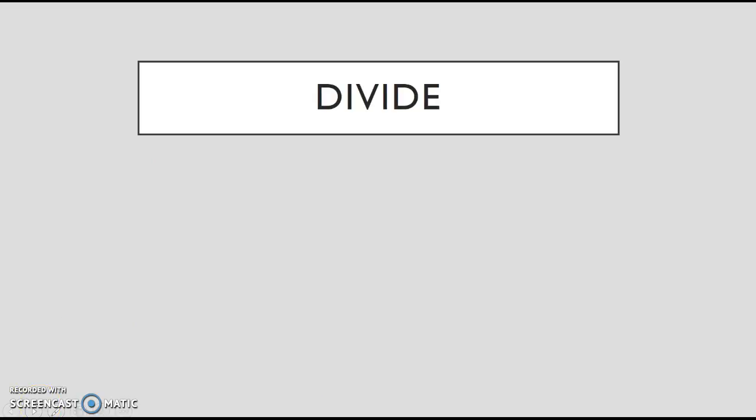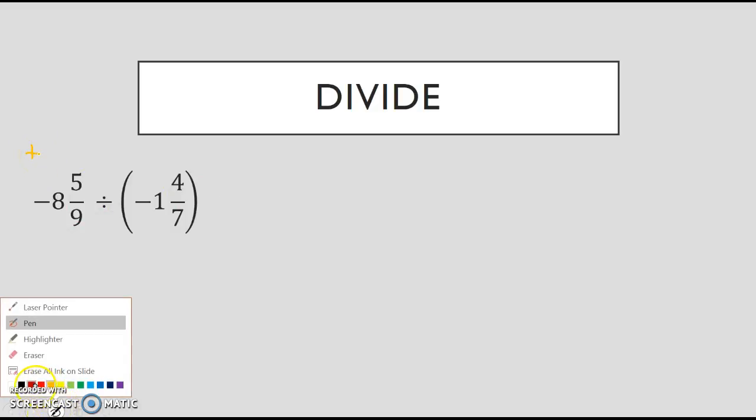Okay, now into division. So our first division problem is -8 and 5/9 divided by -1 and 4/7. So there's a lot going on here, but I do see a negative number divided by a negative. And when they're the same sign, it's going to be positive. So I'm going to write a positive sign right away.